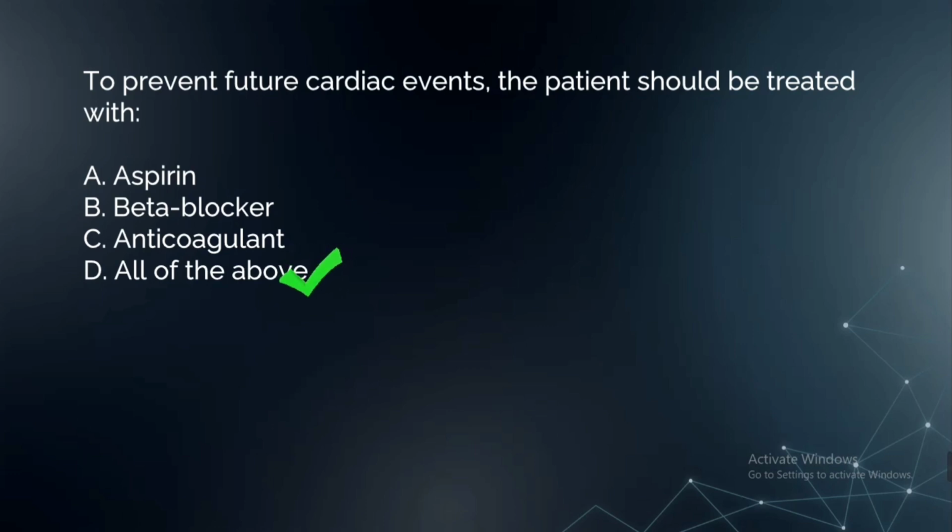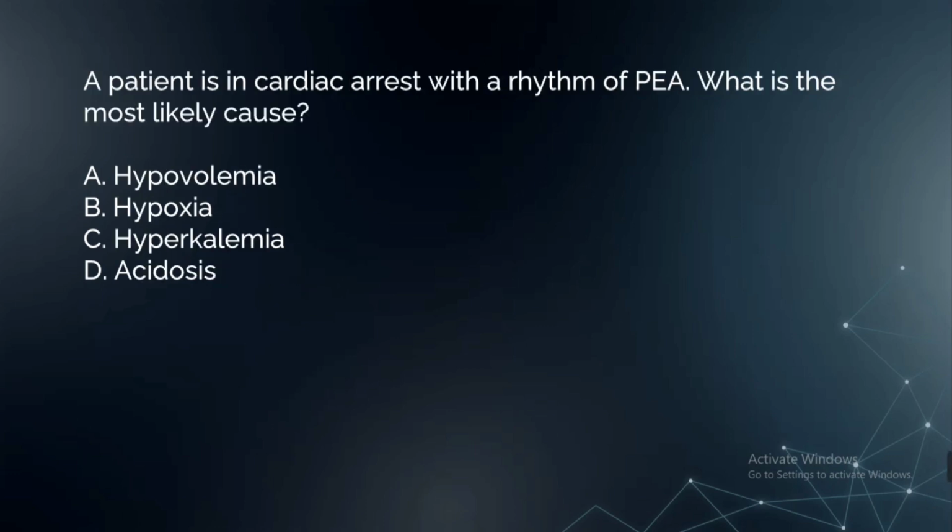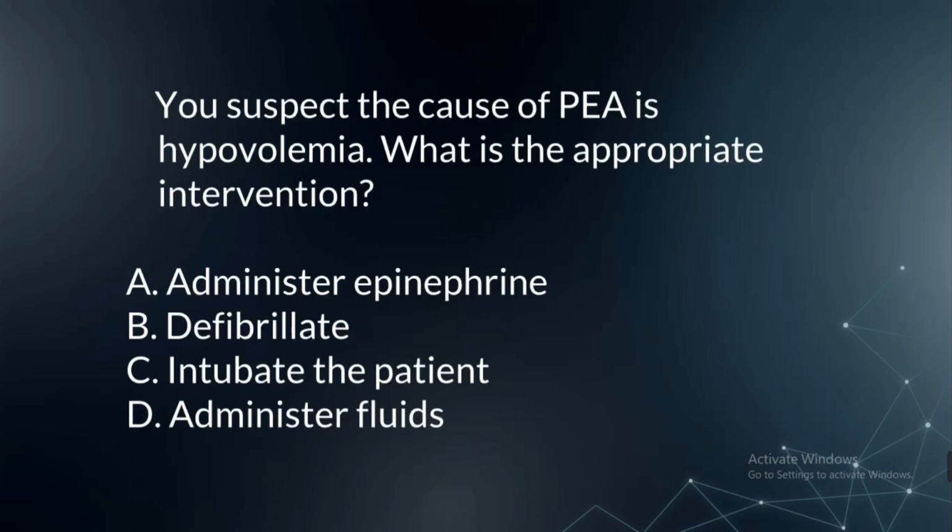A patient is in cardiac arrest with a rhythm of pulseless electrical activity. What is the most likely cause? A. Hypovolemia, B. Hypoxia, C. Hyperkalemia, and D. Acidosis. As discussed, the answer is A. Hypovolemia. We said that pulseless electrical activity usually occurs from hypovolemia, bleeding and all those conditions which are reversible. You suspect the cause of pulseless electrical activity is hypovolemia.